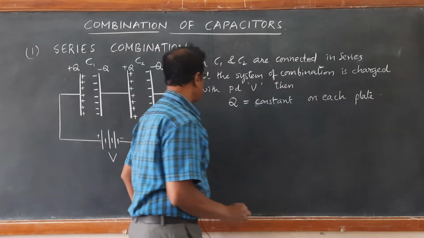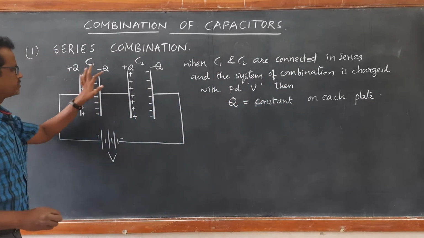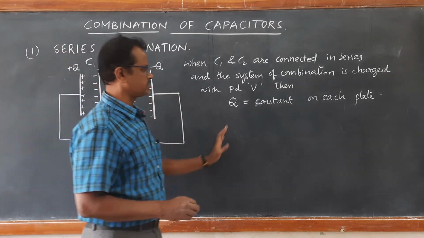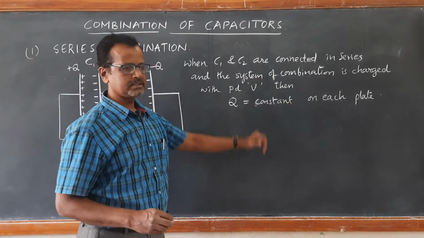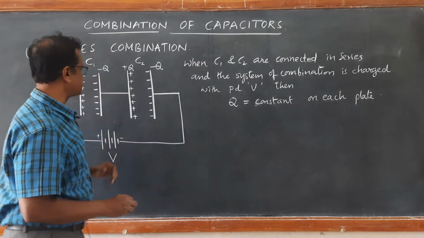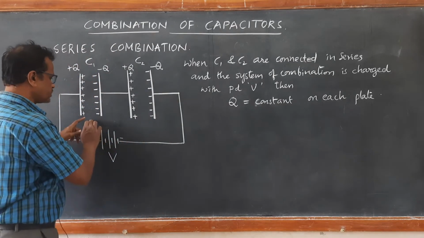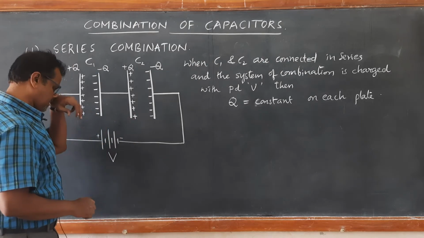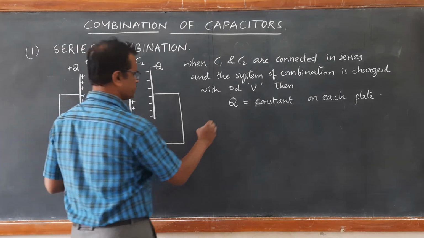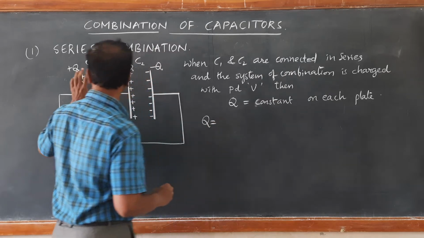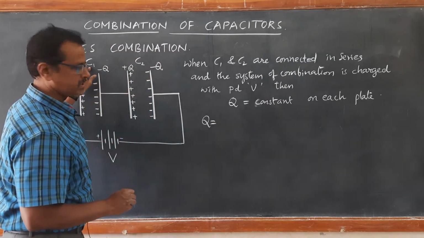It means on each plate you will find plus q minus q plus q minus q charge respectively. So, charge q remains same. This is a very interesting situation. When the charge q remains same, then what happens? The potential difference divides.